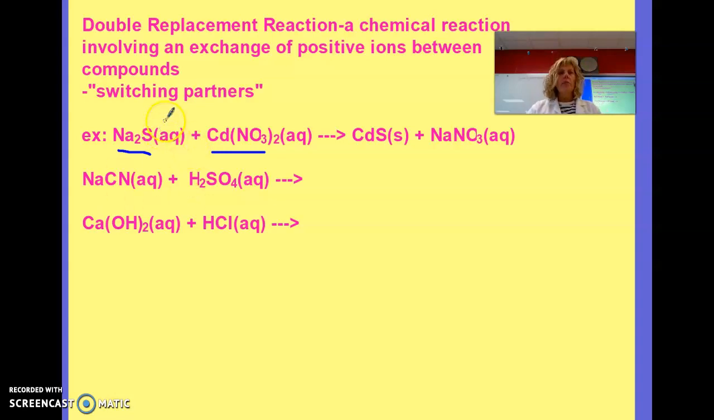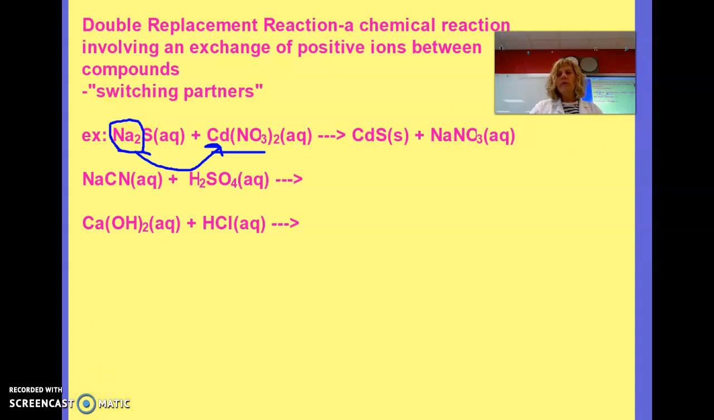So one analogy I like to use is that we have a couple of dance partners. Here's two people that are dance partners. Here's two people that are dance partners. And at some point in the dance, they switch partners. You'll notice that the sodium is going to switch places with, this is cadmium. And so now on this side, the cadmium has combined with the sulfur, and the sodium has combined with the nitrate ion.